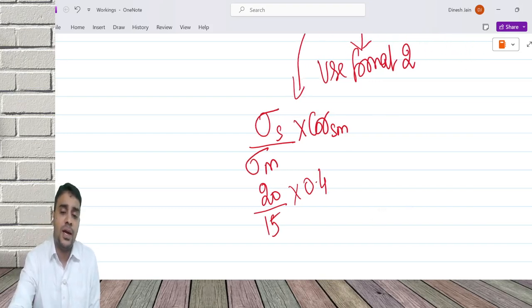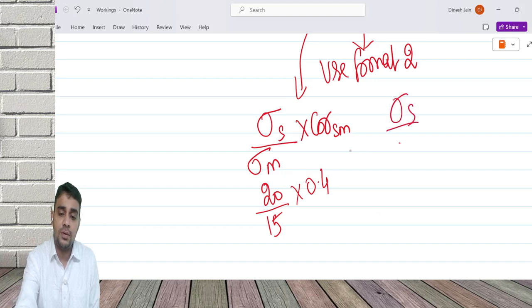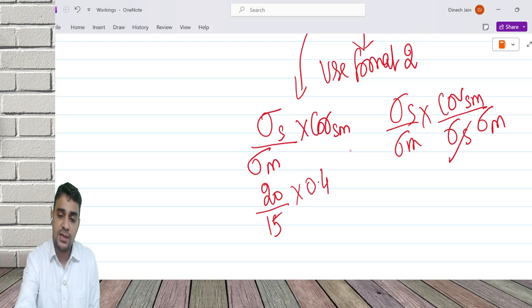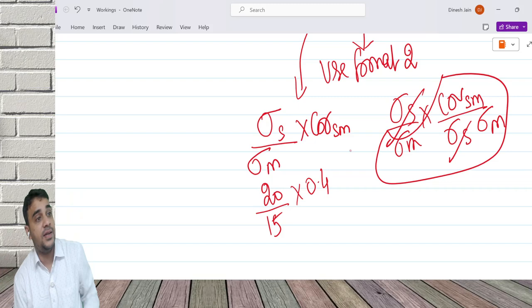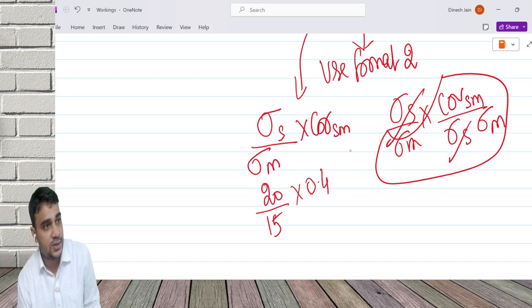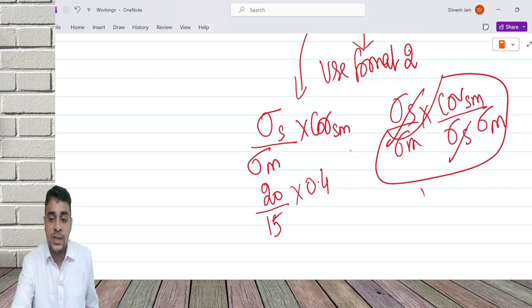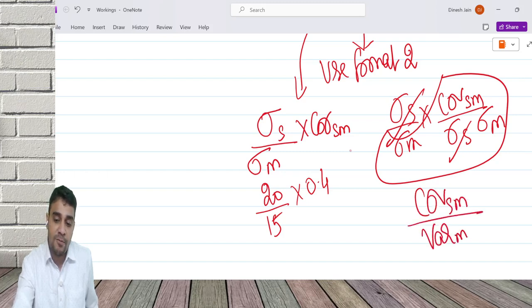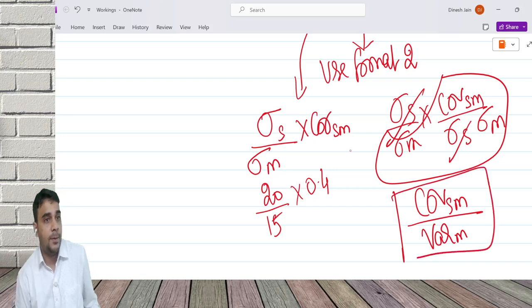What is the formula for correlation we said? Covariance SM divided by sigma S, sigma M. Sigma S got cancelled. So the second formula, that is the third formula: covariance of security and market divided by variance of market.